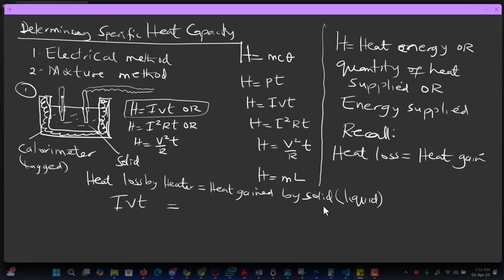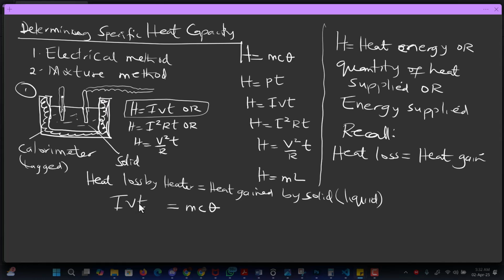From what I'm explaining now, I am using only solid to do the explanation, but it's still the same thing. Since we have solid or liquid, depending on the scenario, it must have mass, it must have specific capacity, and there must be temperature change. So for that reason, for this side, written as heat gained by solid, the formula for heat that we're going to use here is going to be mc theta.